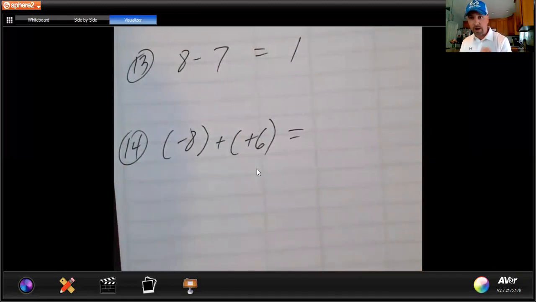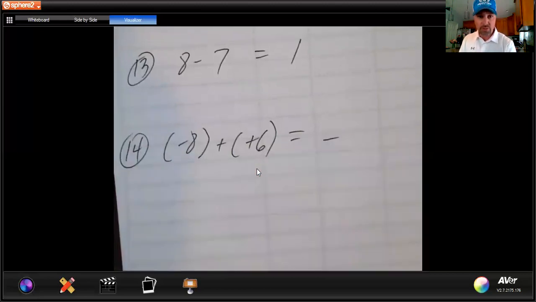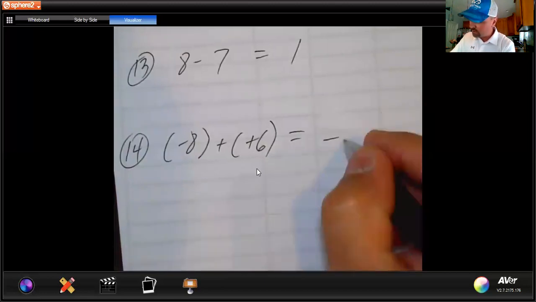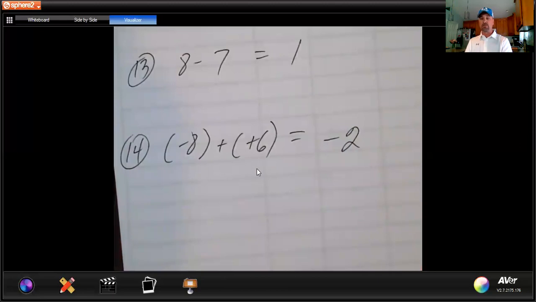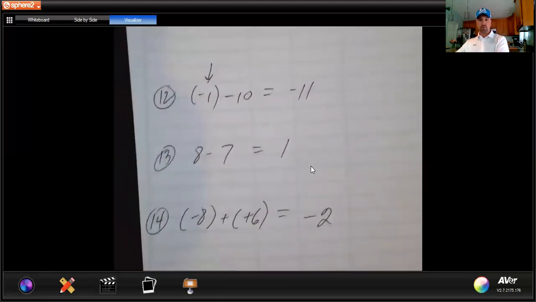So this is a plus problem. This is an addition problem. We're combining 8 negatives with 6 positives. Okay, we're combining different signs, which makes them cancel each other out. Who wins, the negatives or the positives? The negatives win because there's more of them. There's 2 more negatives than positives. So that's what's left standing, 2 negatives. Okay, so there's those 4 answers.